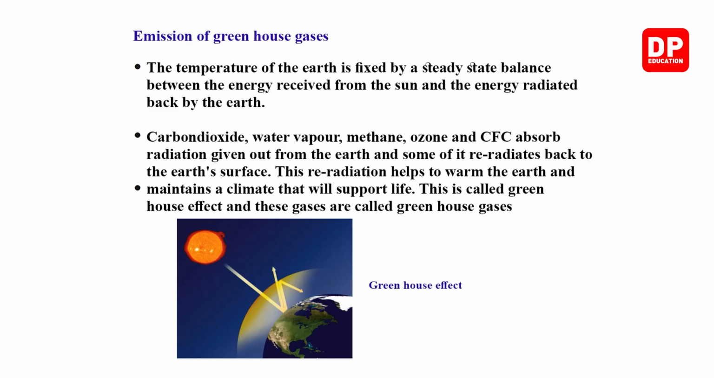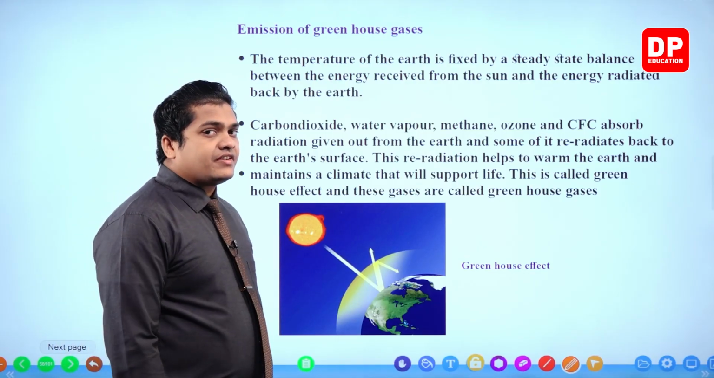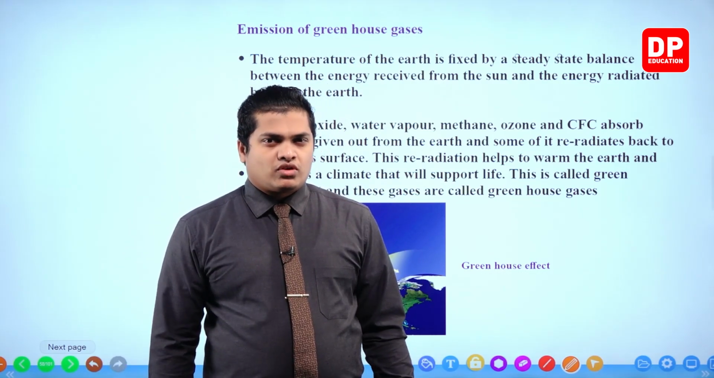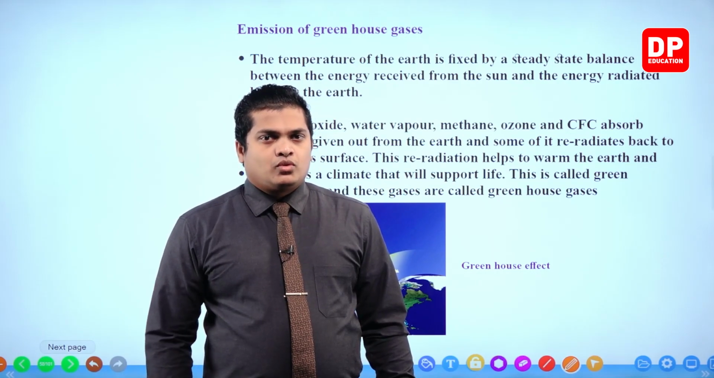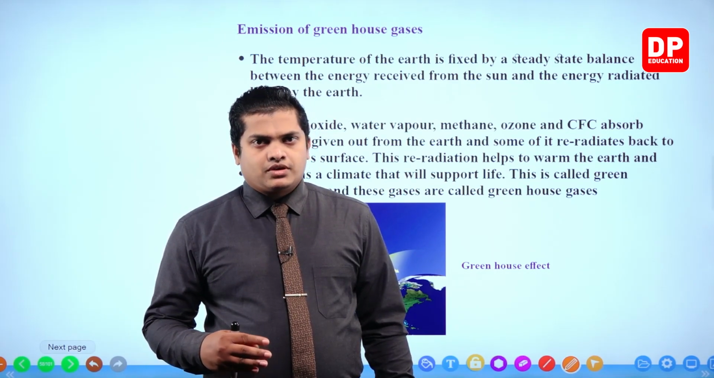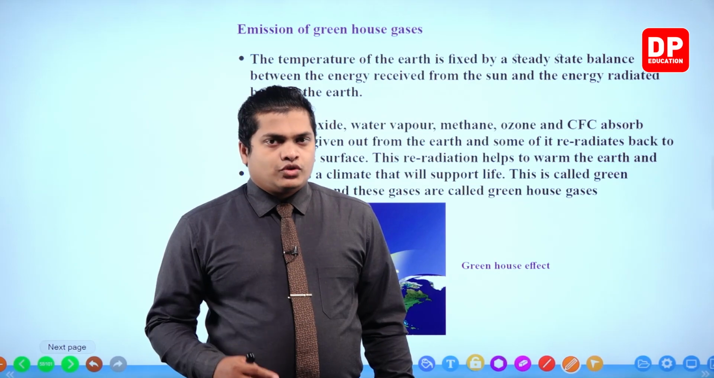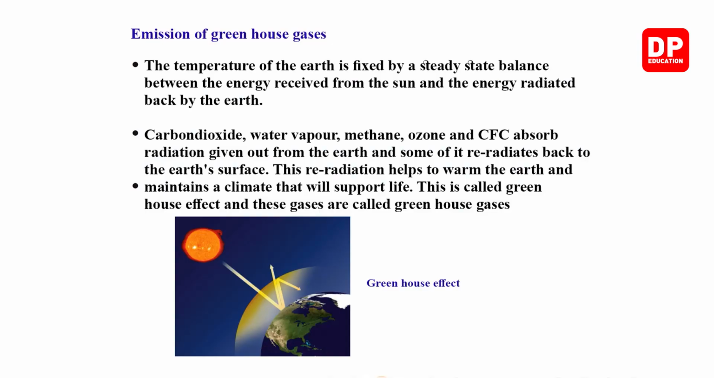Right, then the next type, the emission of greenhouse gases. There are different kinds of greenhouse gases like methane, carbon dioxide, water vapor and so on. Within this part, we'll be studying mainly the greenhouse effect. Okay, the greenhouse effect. You are given a point here. Let's see. The temperature of the earth is fixed by a steady state balance between the energy received from the sun and the energy radiated back by the earth.